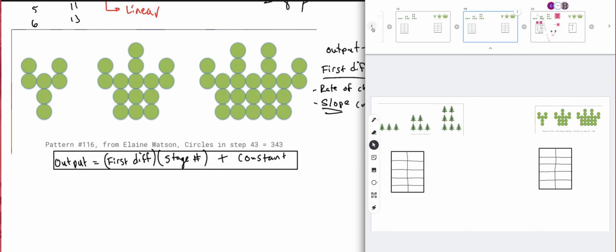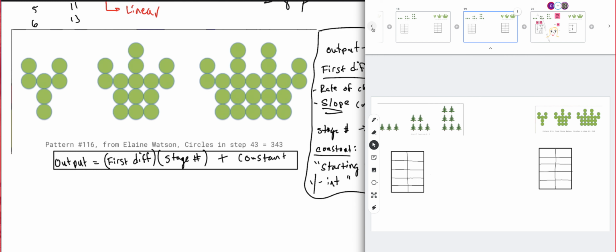The stage number we can replace with X. Okay? And the constant, we called earlier this morning the starting value, or you could call it the y-intercept. Okay? This is an important list that I think you're going to find useful as we move forward, right? So, sorry, you guys can't see that either. I'll move this.